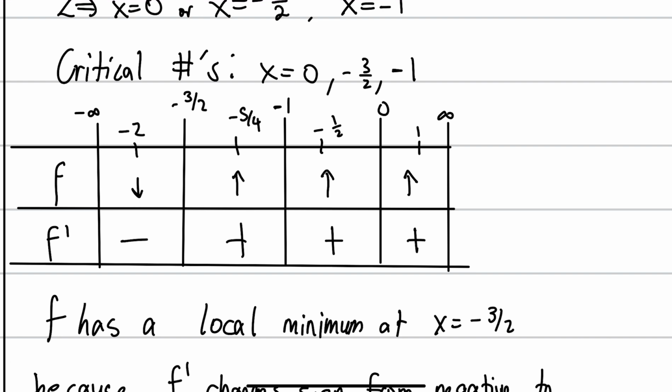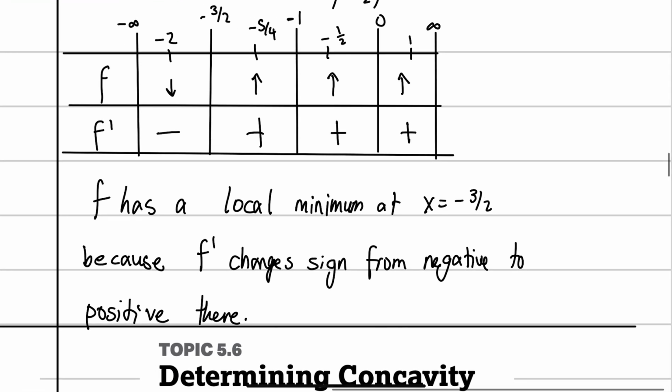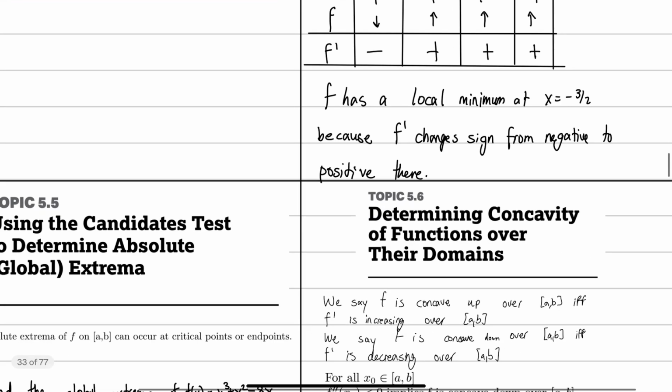And now we just check when a down arrow becomes an up arrow or an up arrow becomes a down arrow. We see right here, this down arrow becomes an up arrow. So at -3/2, the function is decreasing, then increasing. That's a local minimum. So we can say f has a local minimum because f prime changes sign from negative to positive there by the first derivative test.